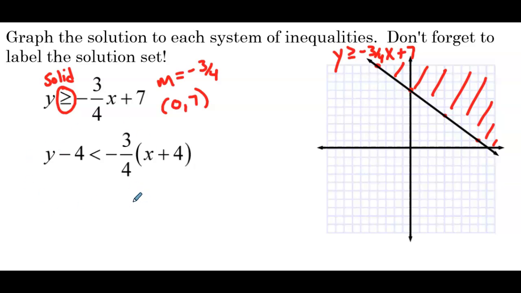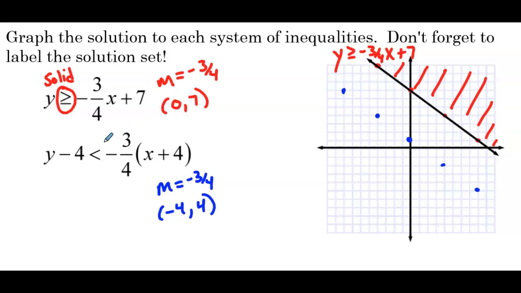And the next inequality is in point-slope form. So we have a slope of negative 3/4, and a point on the line is negative 4, positive 4. So negative 1, 2, 3, 4, positive 1, 2, 3, 4. Slope of negative 3/4, so down 3 to the right 4, down 3 to the right 4, down 3 to the right 4. And we can go up 3 to the left 4.